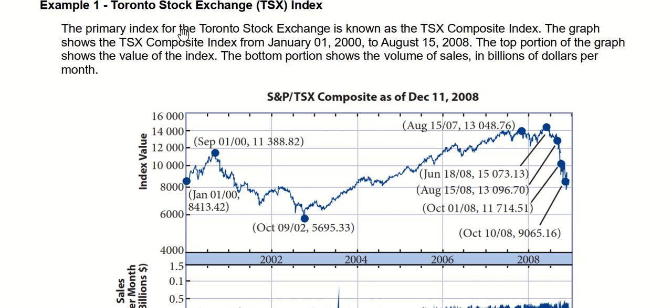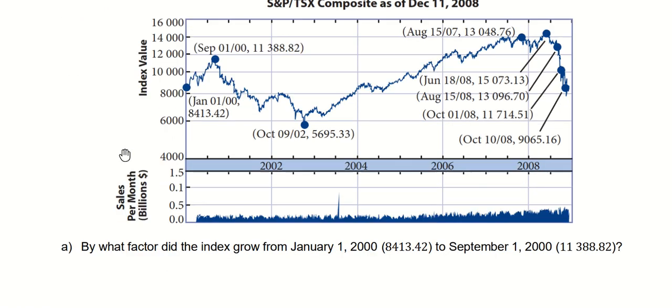The primary index for the Toronto Exchange is known as the TSX Composite Index. The graph shows the TSX Composite Index from January 1st, 2000 to August 15, 2008. The top portion of the graph shows the value of the index. The bottom portion shows the volume of sales in billions of dollars per month. So we're more interested in the top part here because we'll be using these numbers.